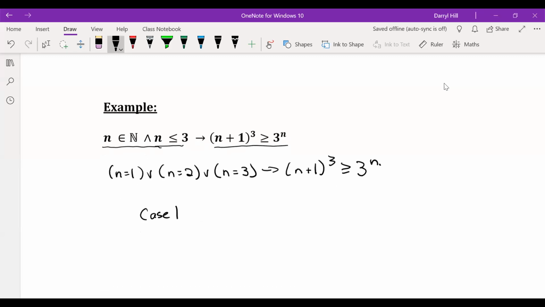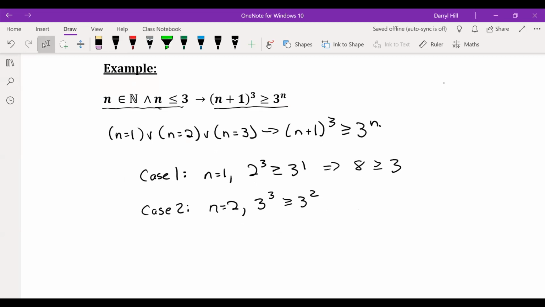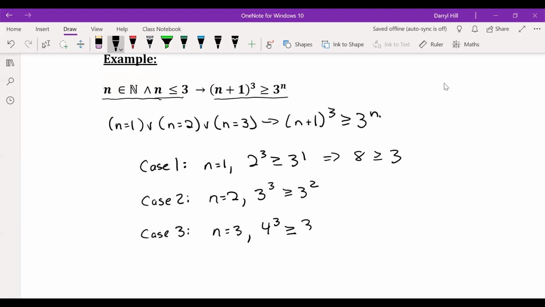So case 1. 2 to the 3 is 8, so that's equivalent to 8 is greater than or equal to 3, which is true. Case 2. 2 plus 1 is 3 cubed, greater than or equal to 3 squared, which is true. You can tell just by the exponent. In case 3, we have 4 cubed is greater than or equal to 3 cubed, which is also true just because the base of our exponent is greater.